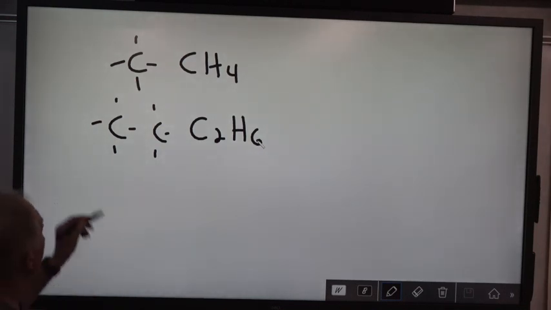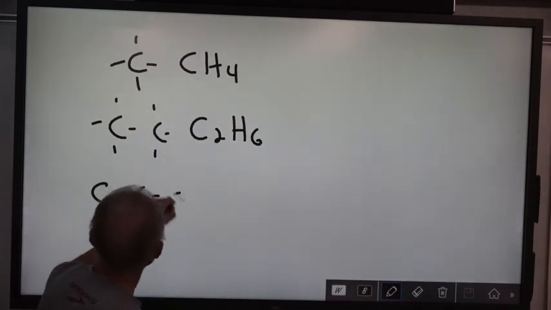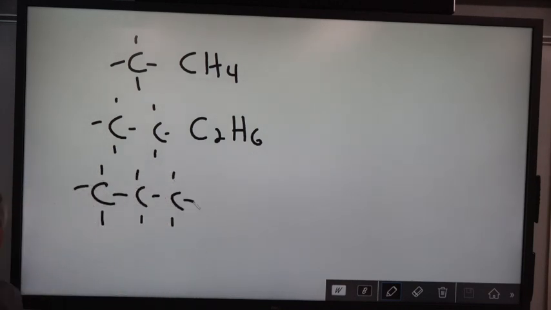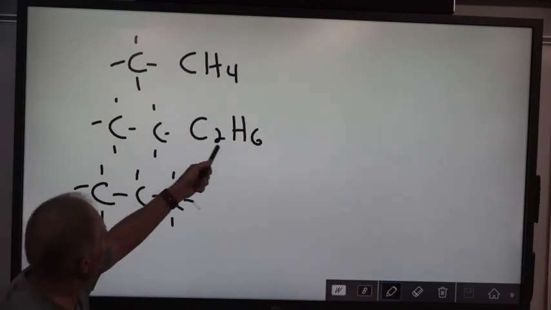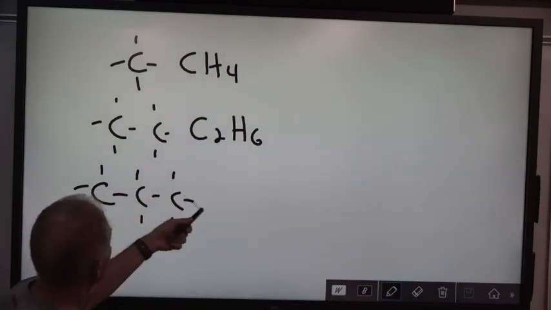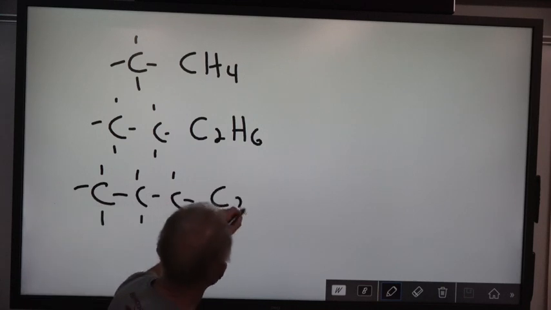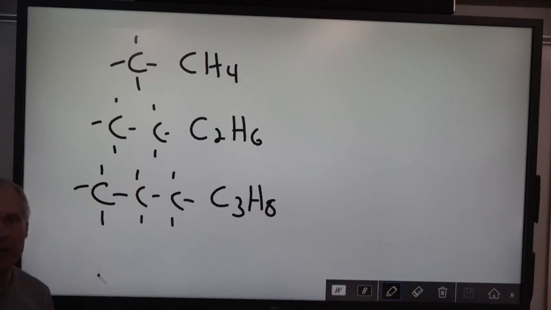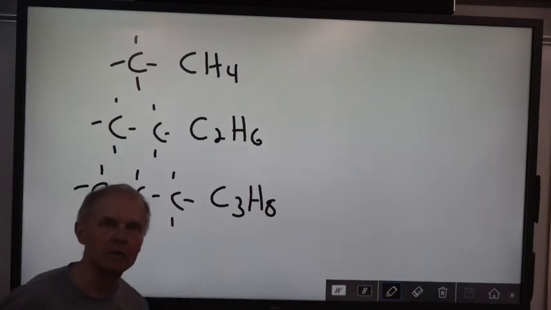Now, third one. Remember, they each differ by 1 carbon and 2 hydrogens. So put 1 more carbon there, 2 more hydrogens there. So this should be C3H8. But that's an easy way to do it. Every time you go down 1, add 1 carbon, 2 hydrogens.